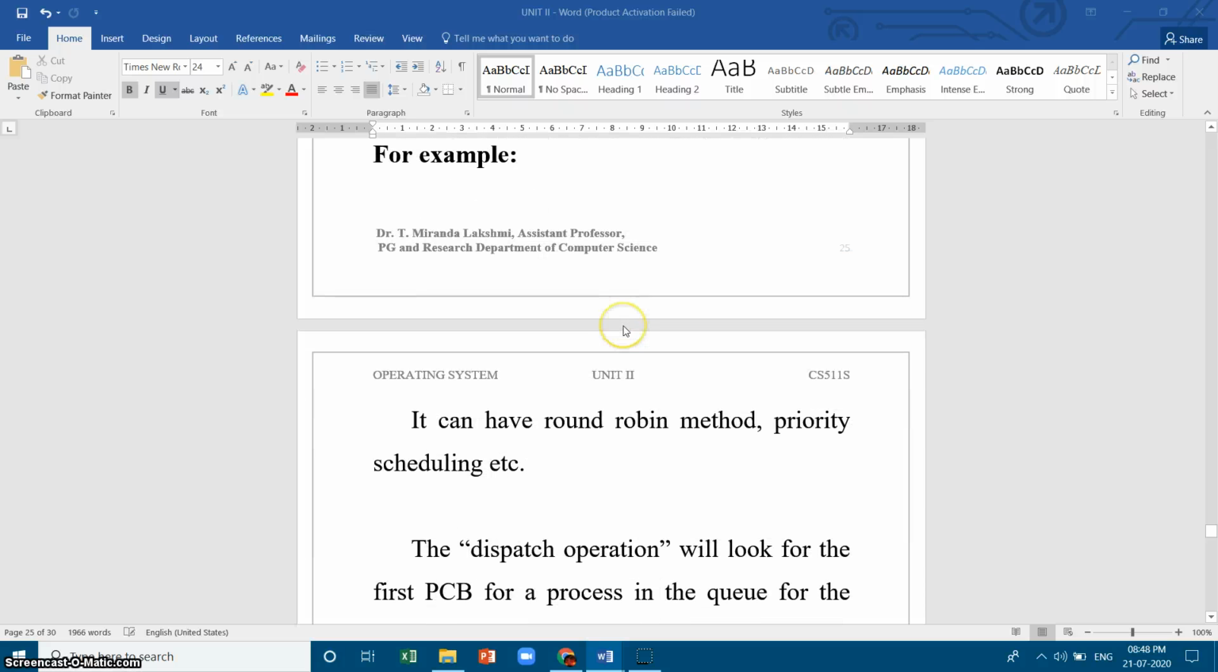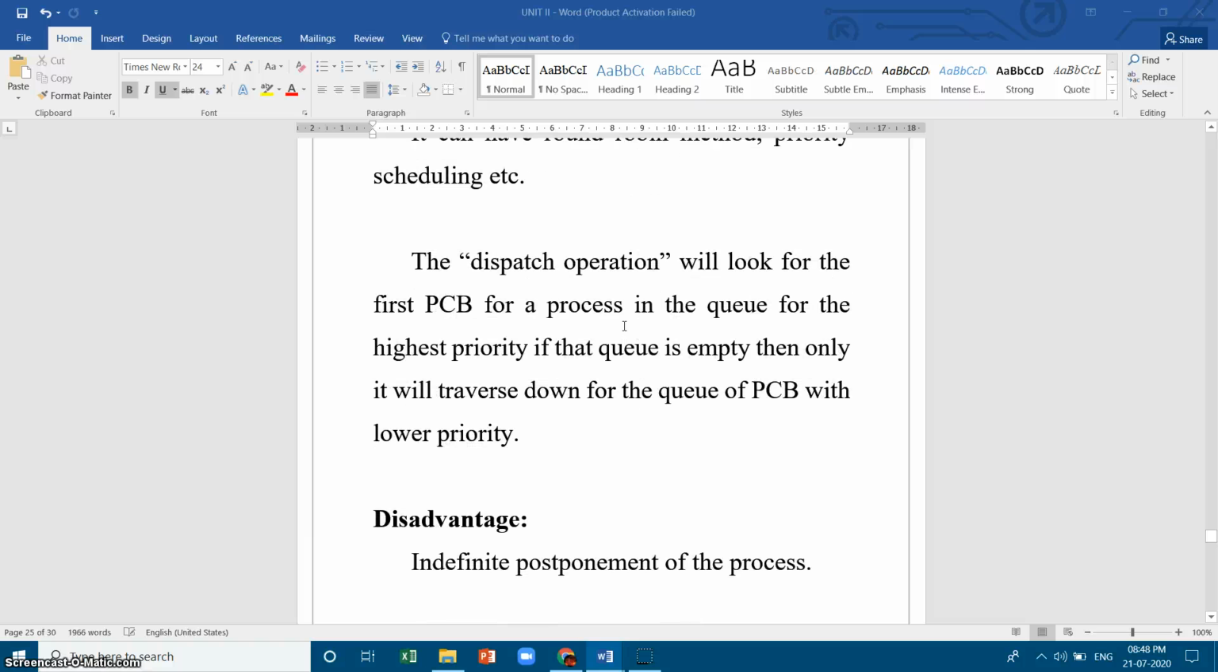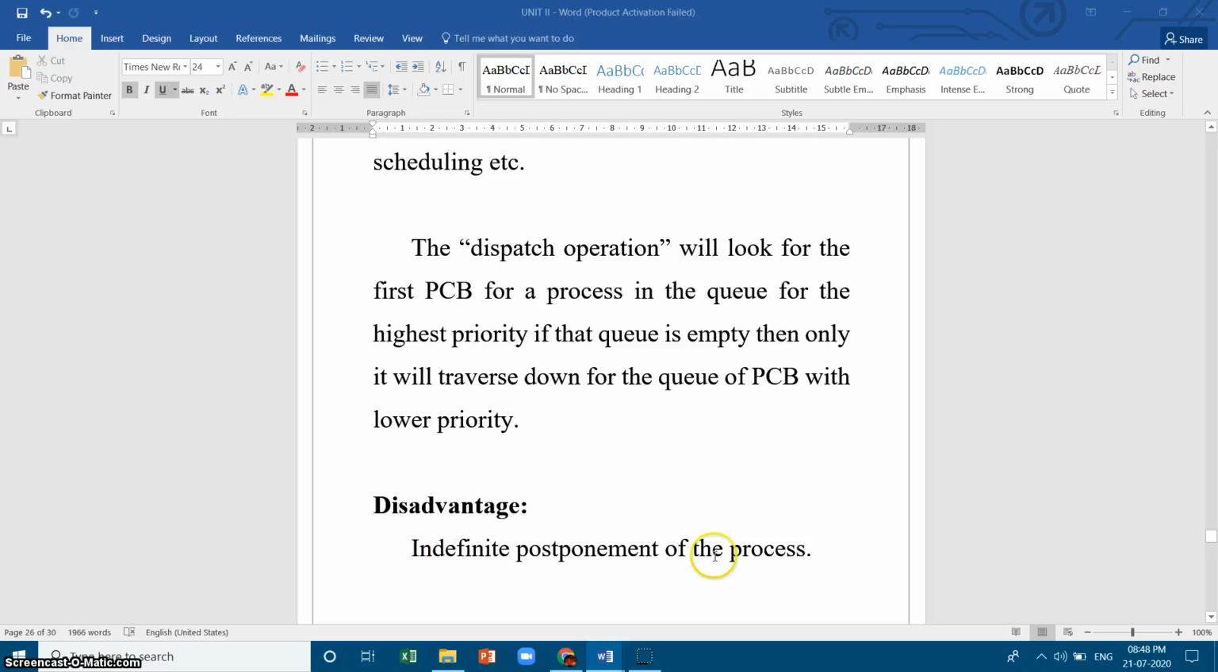The disadvantage in this method is, can you guess it? Indefinite postponement of the process. It will be postponed indefinitely. Thank you. In the next class we will see about heuristic scheduling.